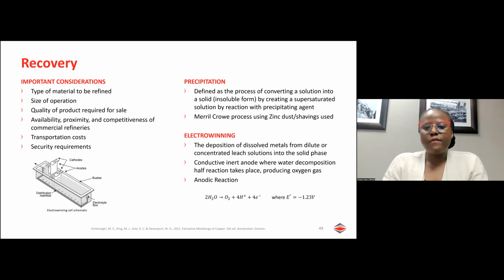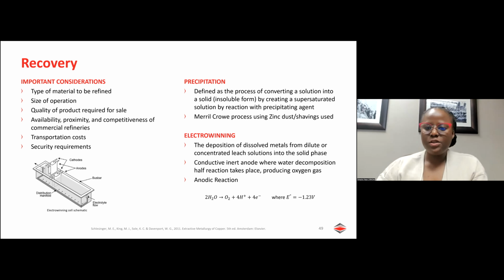Okay, so the recovery of gold is done by precipitation or electrowinning. Gold precipitation is done using zinc dust as a precipitating agent, and this is to convert your dissolved gold into a solid precipitate. Then electrowinning involves the deposition of your gold from the solution onto your cathode plates.